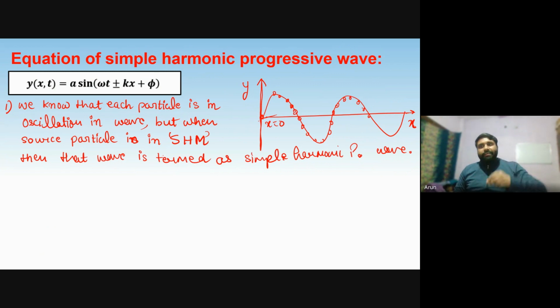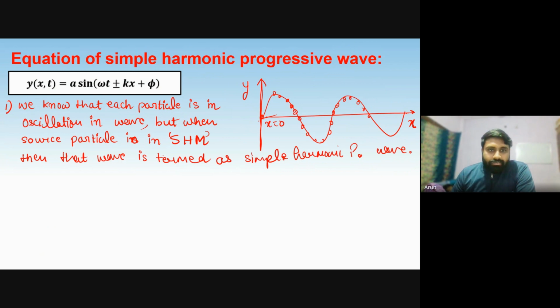So if the source particle is doing to and fro motion, the other particles present in the wave will also do the same to and fro motion. If the source particle is making a square wave, the rest of the particles will also make a square wave. If the source particle is doing SHM, then the rest of the particles will also do SHM. And that particular case of wave is termed as simple harmonic progressive wave. I hope you got it. If you have any kind of doubt, you can put the message in the chat box.